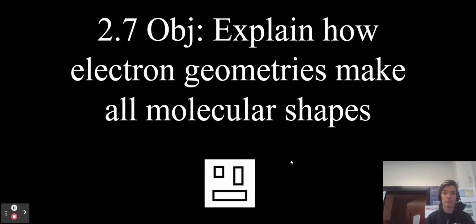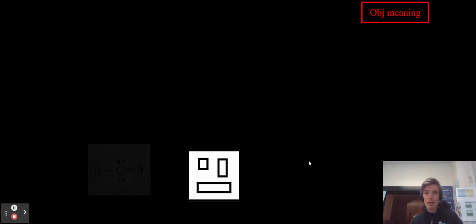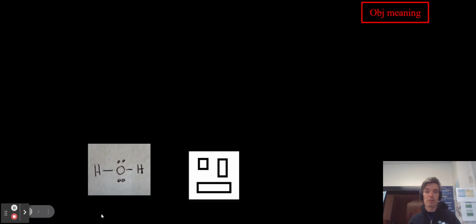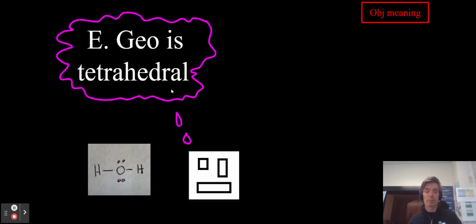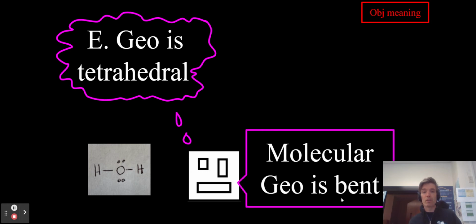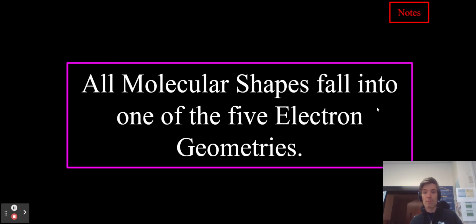Here we go. Here's our topic. Here's our objective. If you know something's a molecule, if you know its electron geometry, then our goal is to see how these electron geometries, there's only 5 of these, but all the shapes fall into one of those 5. And that's what we're going to do.